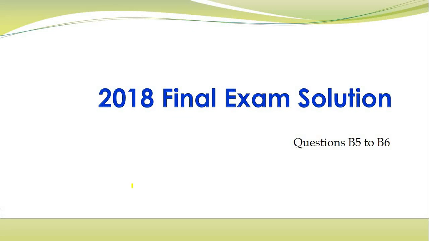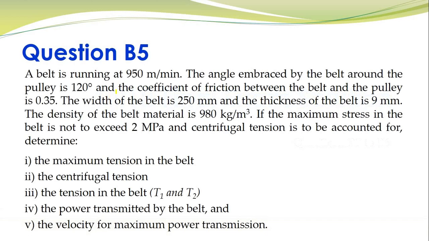Let's now look at the last two questions from the 2018 final exam paper. So question B5, it's dealing with belt drive system. It says that the belt is running at a speed of 950 meters per minute.